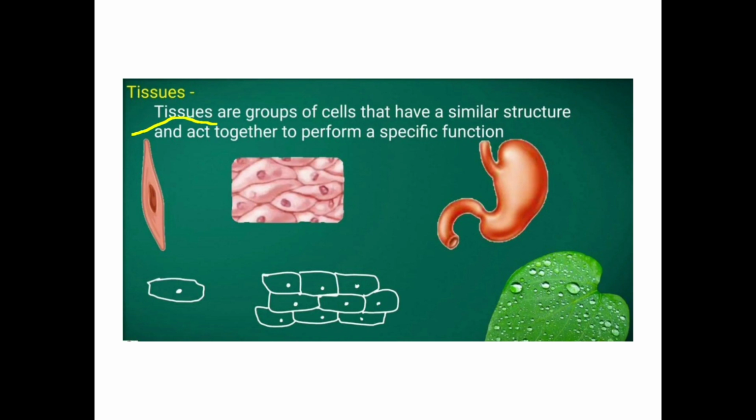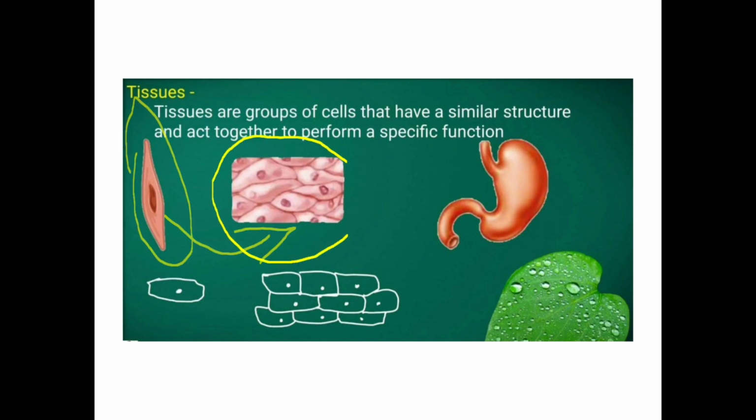So, what is a tissue? Tissues are groups of cells that have a similar structure and act together to perform a specific function. They are similar in structure and they perform a specific function. So this is a cell, and this is a group of cells together, which is similar in structure and does a specific function.